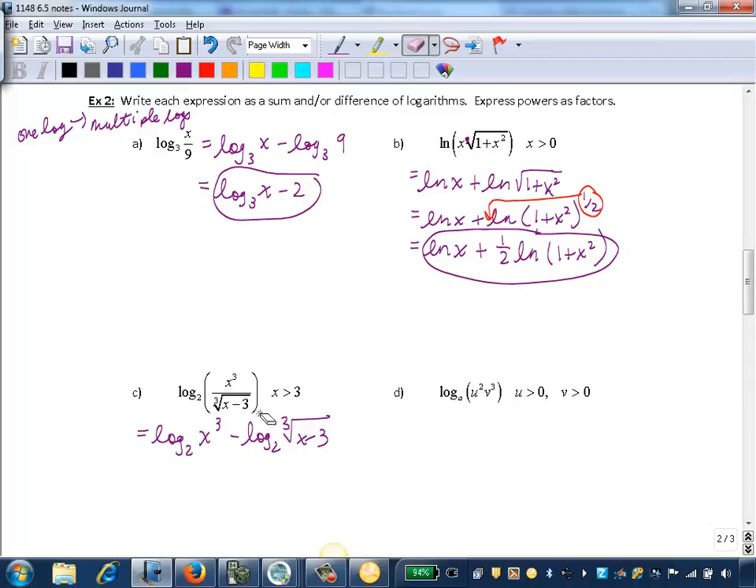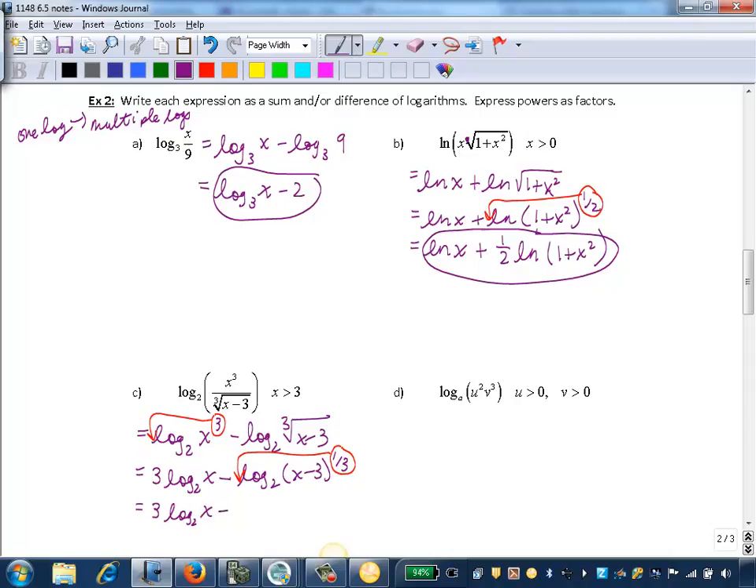So we've split it up into a difference, but now we've got to express these powers as factors. Here's a power, the 3 on the argument x, so we can move that out into the front and multiply. And here we've got a cube root, which we can rewrite as a 1/3 exponent. So we can write this as 3 times log base 2 of x minus log base 2 of x minus 3 to the 1/3 power. And then we can take this power and, as it asks us to express it as a factor, put it in front as multiplication. So this gives us 3 log base 2 of x minus 1/3 log base 2 of x minus 3.